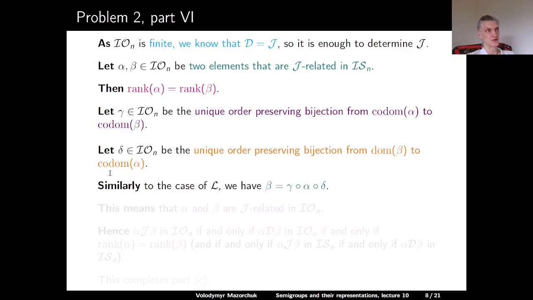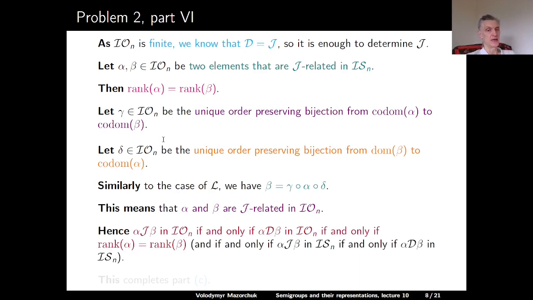And similarly to the case of the relation L, we have that beta is equal to gamma after alpha after delta. So delta maps the domain of beta to the domain of alpha, alpha maps the domain of alpha to the codomain of alpha, and gamma maps the codomain of alpha to the codomain of beta. And this means exactly that alpha and beta are J-related in ION. And so two elements in ION are J-related, if and only if they are D-related, if and only if they have the same rank, if and only if they are J-related in ISN, if and only if they are D-related in ISN. And this completes part C.